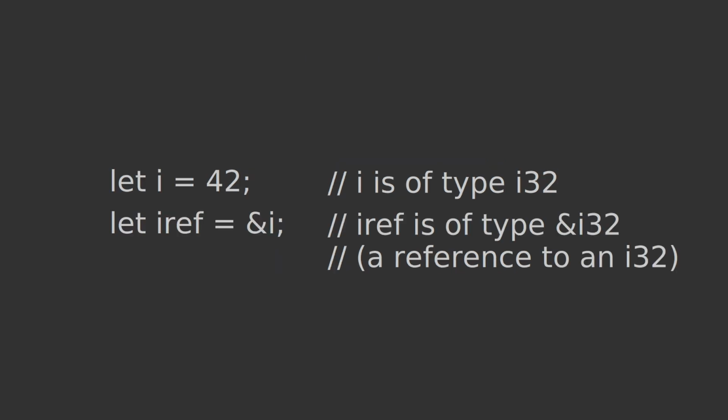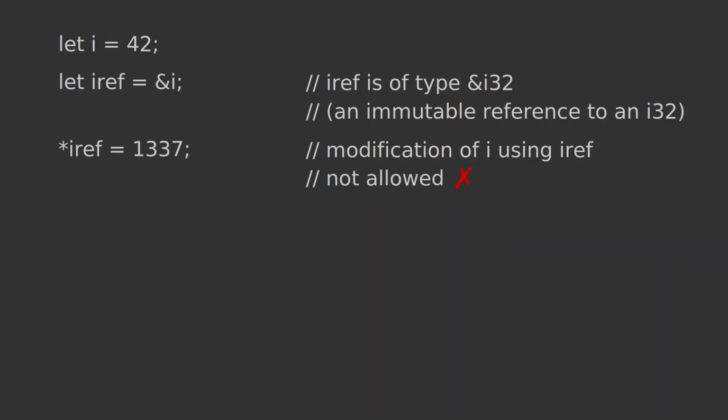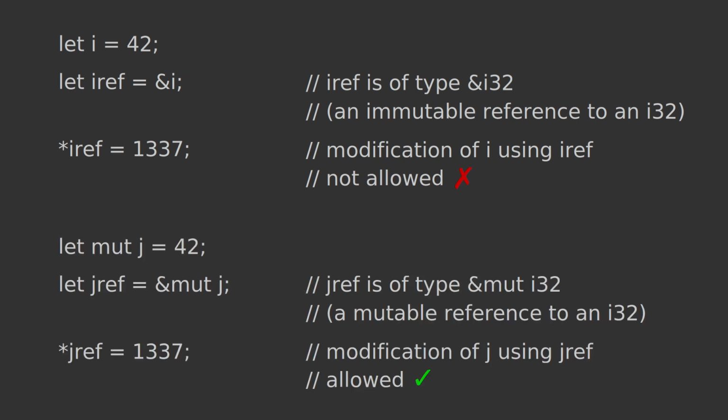Here's a simple example of a variable i and a variable iref that contains the memory address of the value of i. The type of i is i32, and the type of iref is reference to an i32. You can have immutable references and mutable references, where mutable references allow the mutation or modification of the referenced variable. Here, iref is an immutable reference, so we cannot update i using iref. But in this case, we can update j using jref because jref is a mutable reference to a mutable variable.